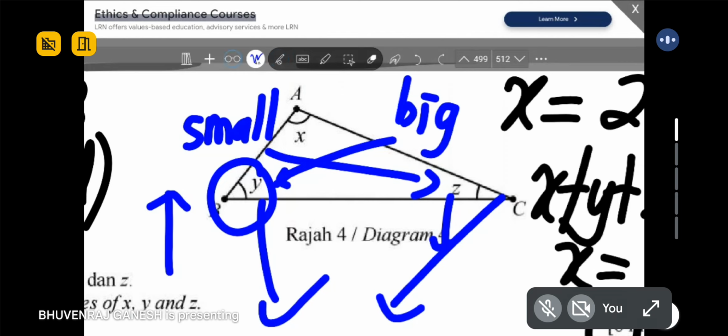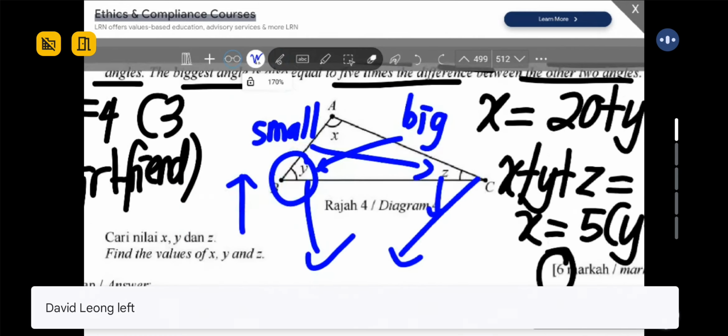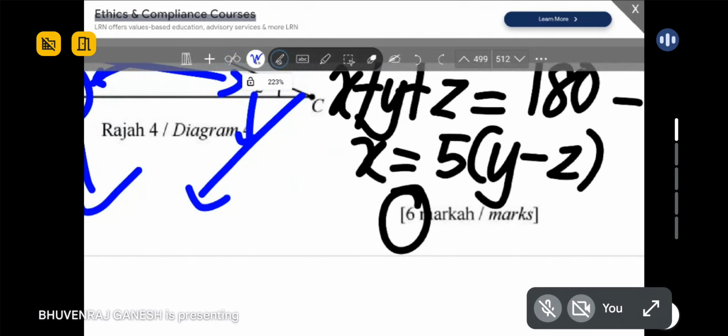Okay, can all of you? So just make sure you don't write Z minus Y here. If you suddenly write Z minus Y, habis, gone. All will be wrong already. Okay, so be careful on that part.